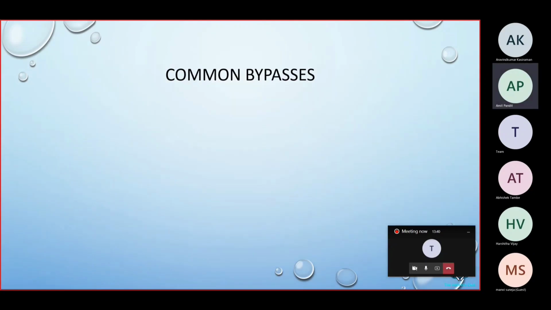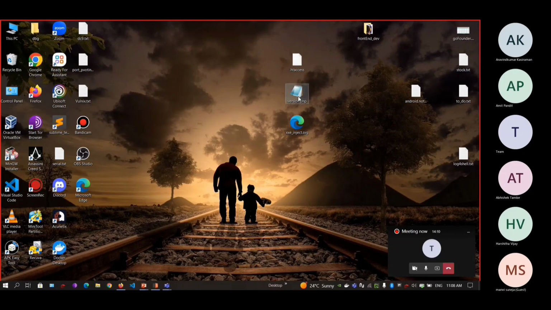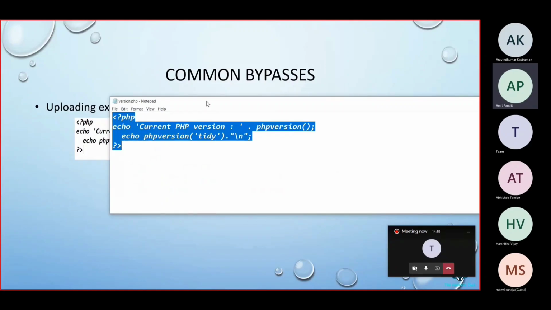Now the common bypasses. Here we are going to see practicals. The first one is uploading an executable file. For our lab, we are going to upload a PHP file containing this PHP code. It will just echo out the current PHP version, and executing this statement will give us the PHP version of the server. So we are going to upload this file, php.version.php, which contains the same code.